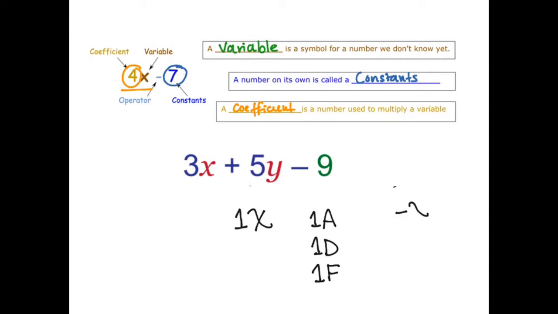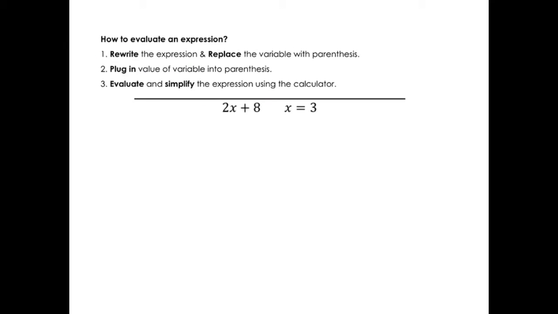What about if I had this? What if I have negative x? What's our coefficient there? Well, if you said -1, that is correct. Anytime you have a negative in front of a variable, then there's a -1 there that we don't usually write.